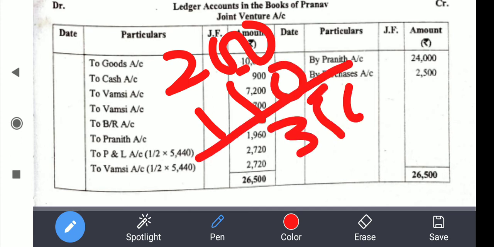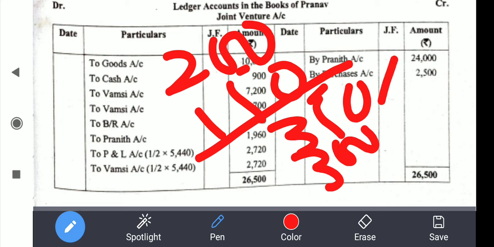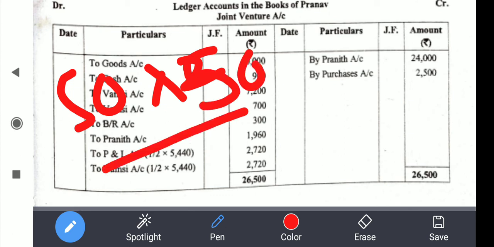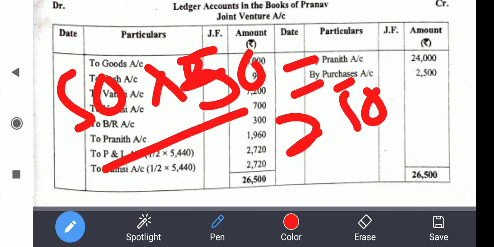Out of 350, the sold details are already given. How many bales are sold? 300 bales at the rate of 80 each. So 300 bales are sold. The remaining 50 is unsold goods, that is stock. 50 bales multiplied by the cost. How much amount is given in the same? 50 rupees. Each bale cost is 50 rupees. That is 2,500 is the closing stock account. So here the closing stock we credit to the purchase account.